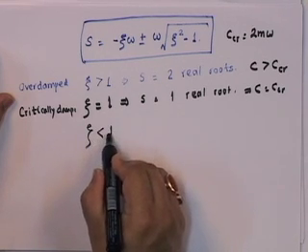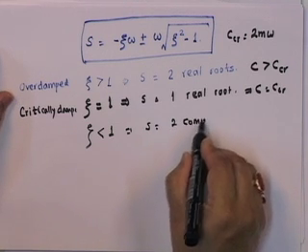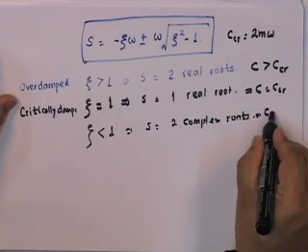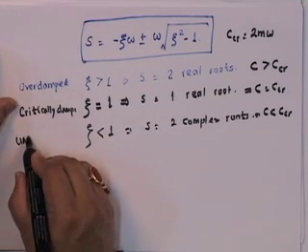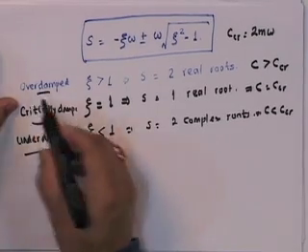And if xi is less than 1, then S is 2 complex roots. C is less than C critical, that is why xi is less. This is known as underdamped. Okay. So, this is essentially, therefore, a new critical parameter called xi. Xi defines the damping in the system, because xi is equal to C, which is the dashpot constant, upon 2 m omega.